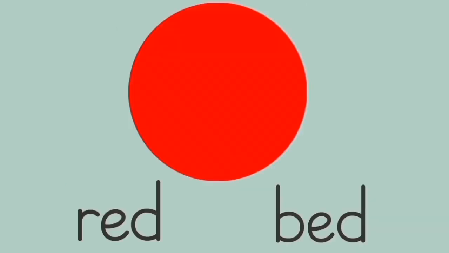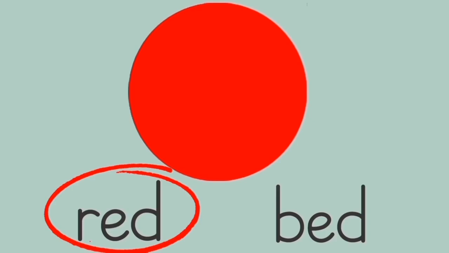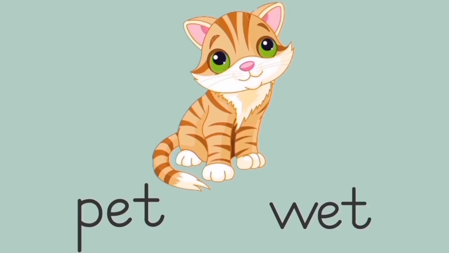Now, what is this? Yes, it is a red color. Which is the correct E sound word? Is it bed or red? Yes, it is red. R-E-D, red. So, we will circle it. Now, again, what is this? Yes, pet. Which one is correct? Is it pet or wet? Yes, it is pet. So we will circle it.